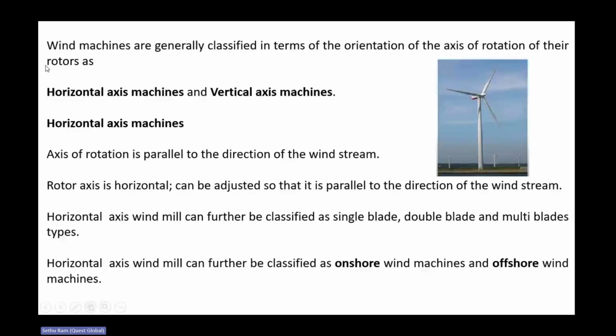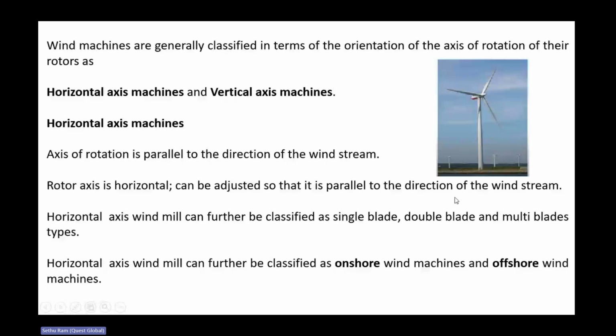Wind machines are generally classified in terms of orientation of the axis of rotation. That means we have different kinds of wind machines, like horizontal axis machines and vertical axis machines. Horizontal axis machines are like this. The rotor axis is horizontal and can be adjusted so that it is parallel to the direction of the wind stream.